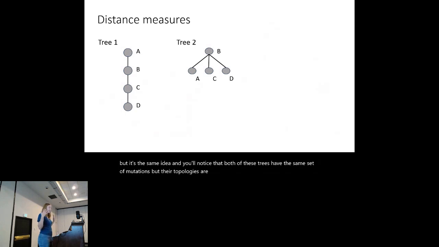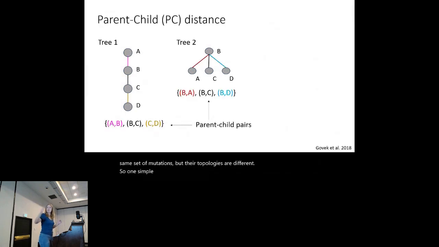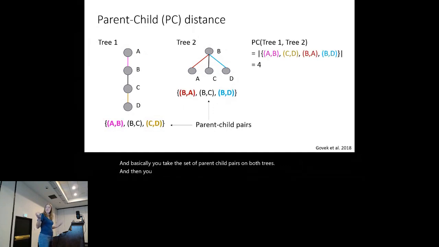So one simple distance measure is parent-child distance, which I'll walk you through. Basically, you take the set of parent-child pairs on both trees, and then you find the symmetric difference, which is all of those relationships that occur in one tree but not the other, for both of those trees. And then the total size of that resulting set is the distance. So this is distance 4 between tree 1 and tree 2. Distances closer to 0 are more similar. Larger numbers are more different.